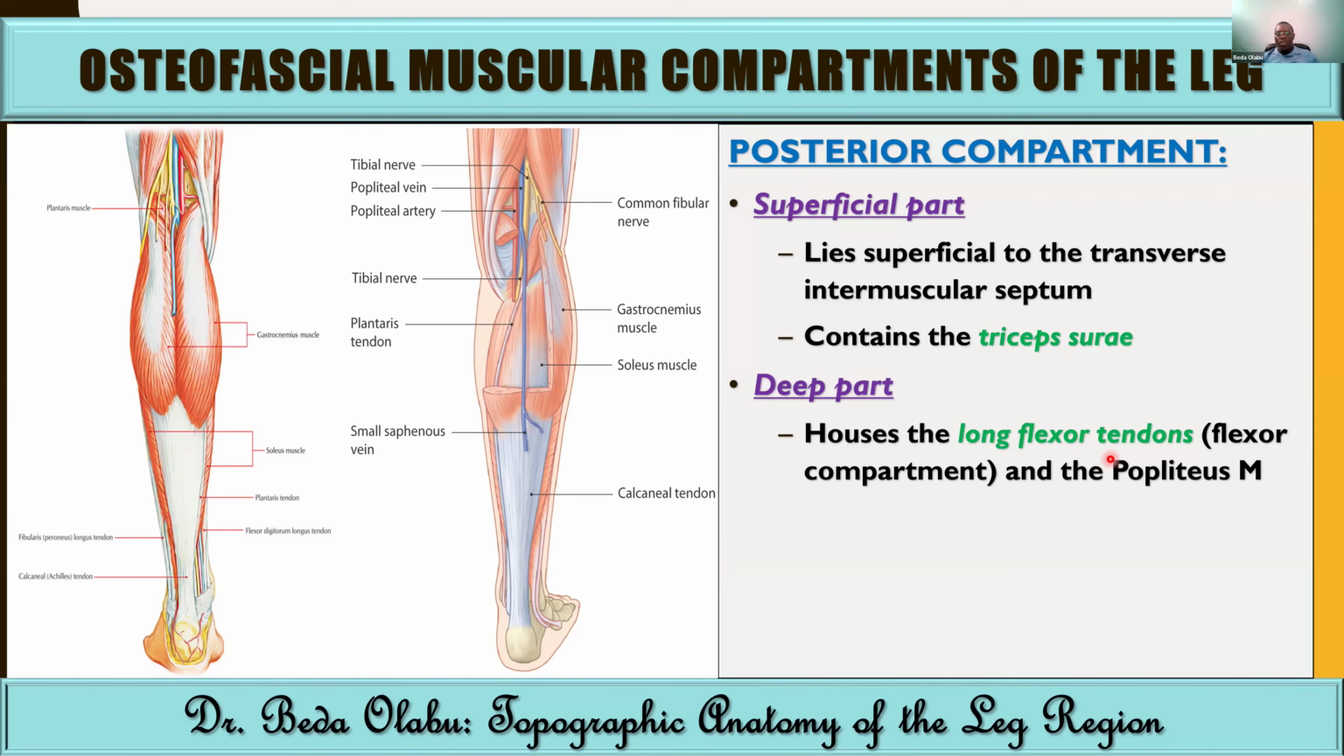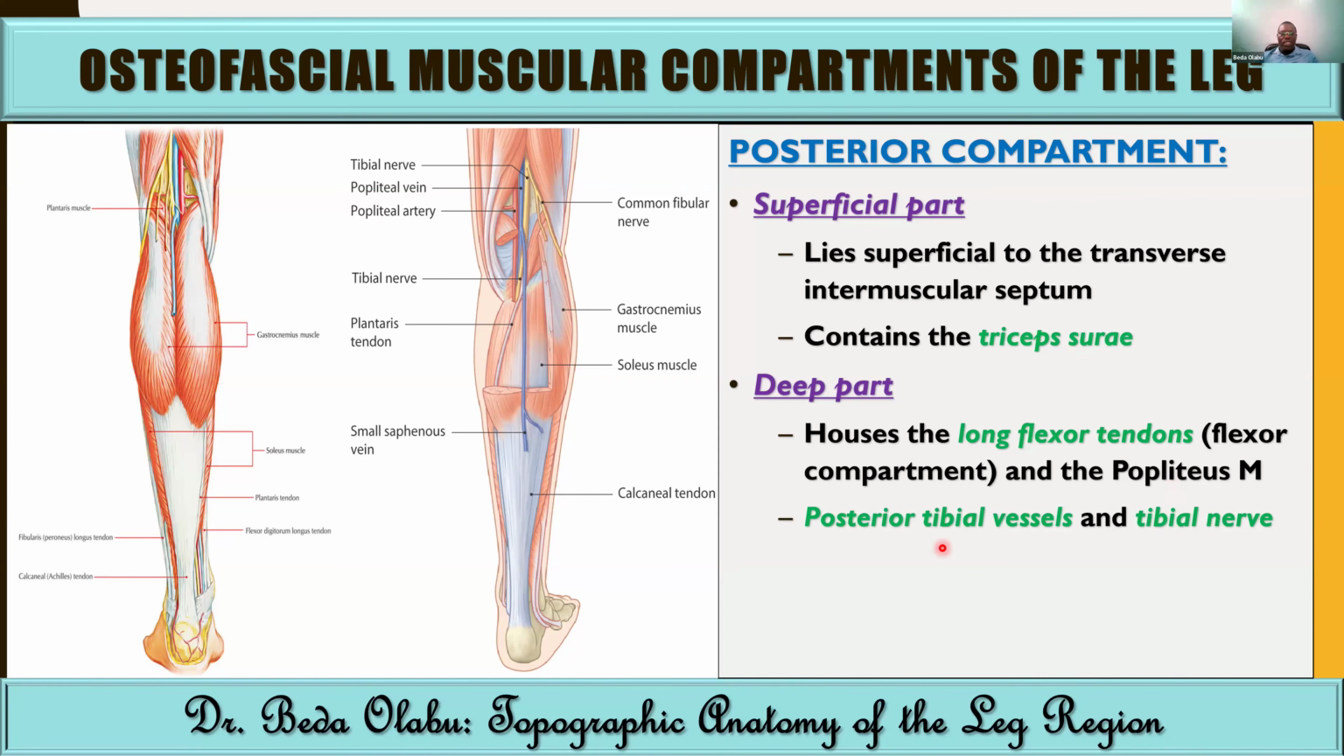And we have the popliteus muscle as well. We had talked about popliteus muscle when we discussed the knee joint, so I'll not talk much about it here. But in addition to those muscles, we also have the posterior tibial vessels and the tibial nerve.